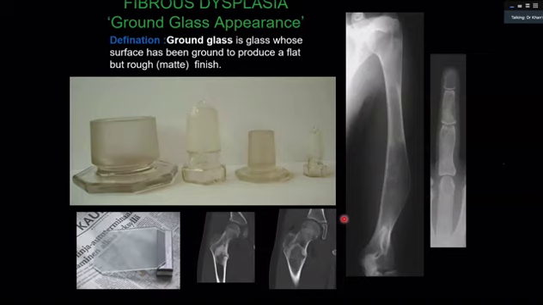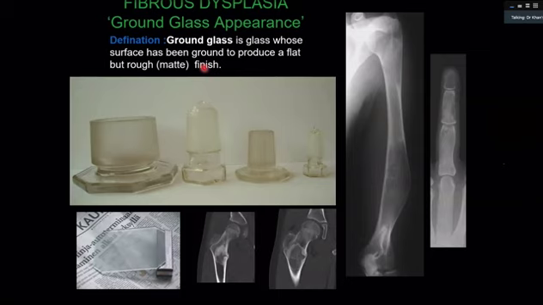What I've seen is that inexperienced people, they think that fibrous dysplasia means ground glass. No, fibrous dysplasia can be ground glass, but can be other kinds of appearances. So we have to go back to the pathology. First of all, look at the word ground glass.